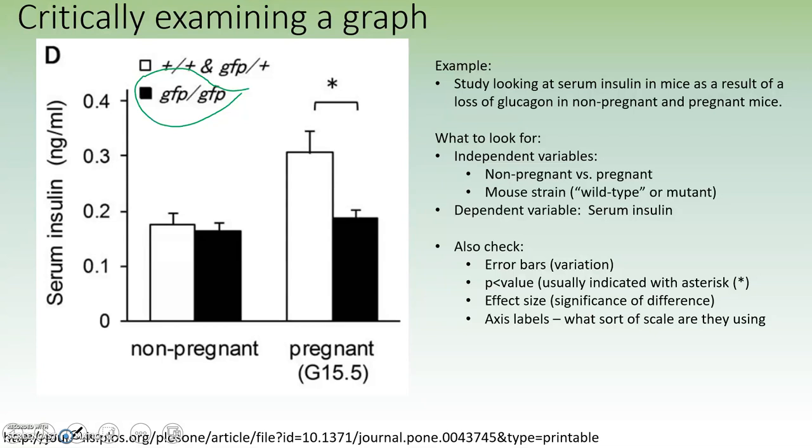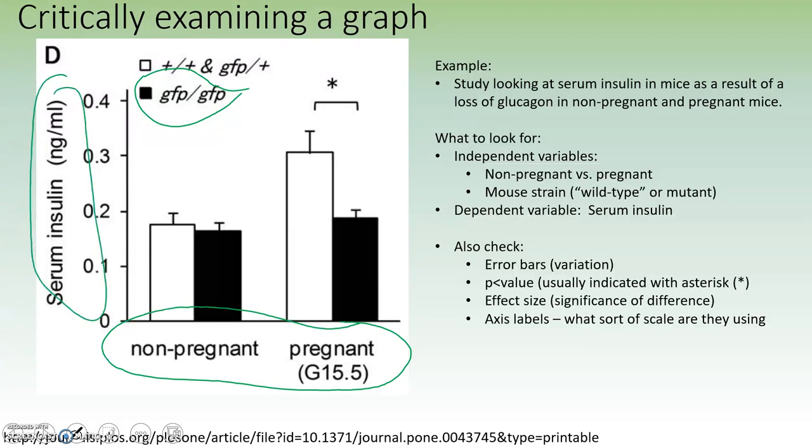First, let's make sure it is plotted correctly. The independent variable here is the pregnancy status of the mice as well as the mouse strain, as both of these are variables controlled by the researcher. The serum insulin is the dependent variable, as that is what the researchers measured.